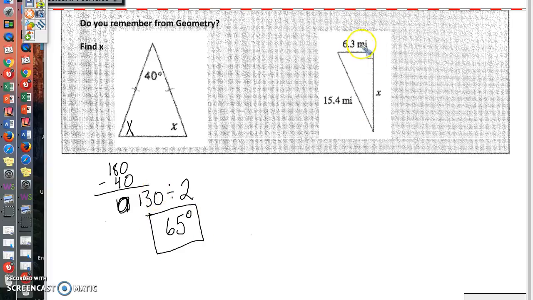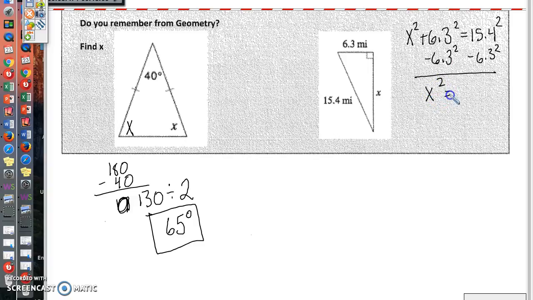And then the Pythagorean theorem, that a squared plus b squared equals c squared. So we have x squared plus 6.3 squared equals 15.4 squared. So minus 6.3 squared, so we have x squared equals, and once we get whatever that is, we just have to take the square root, and we would have what x is.